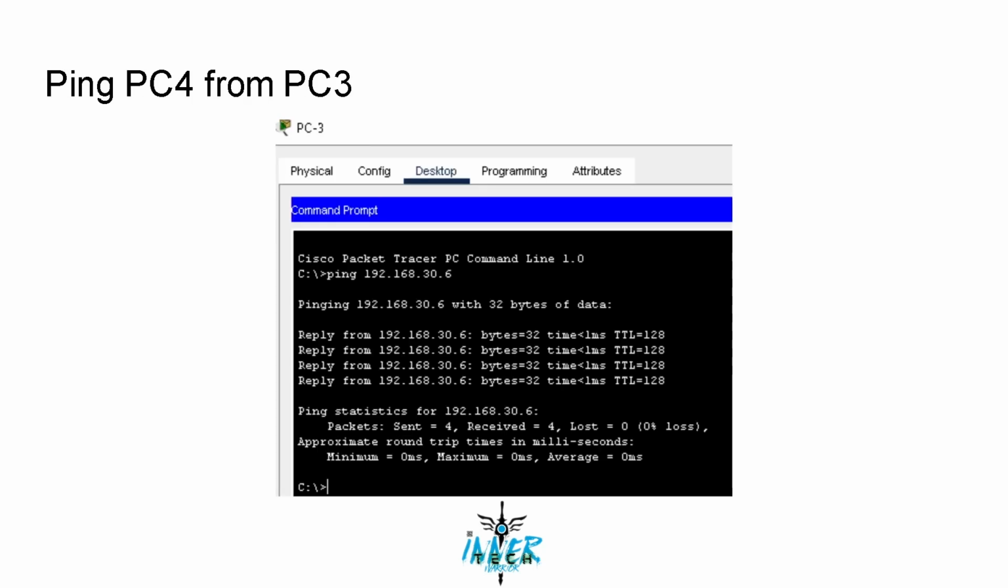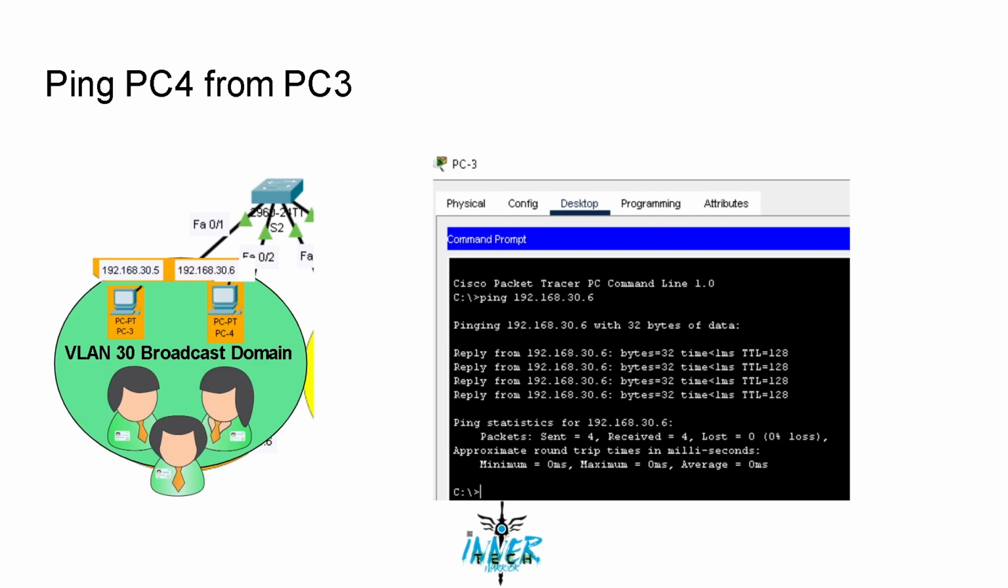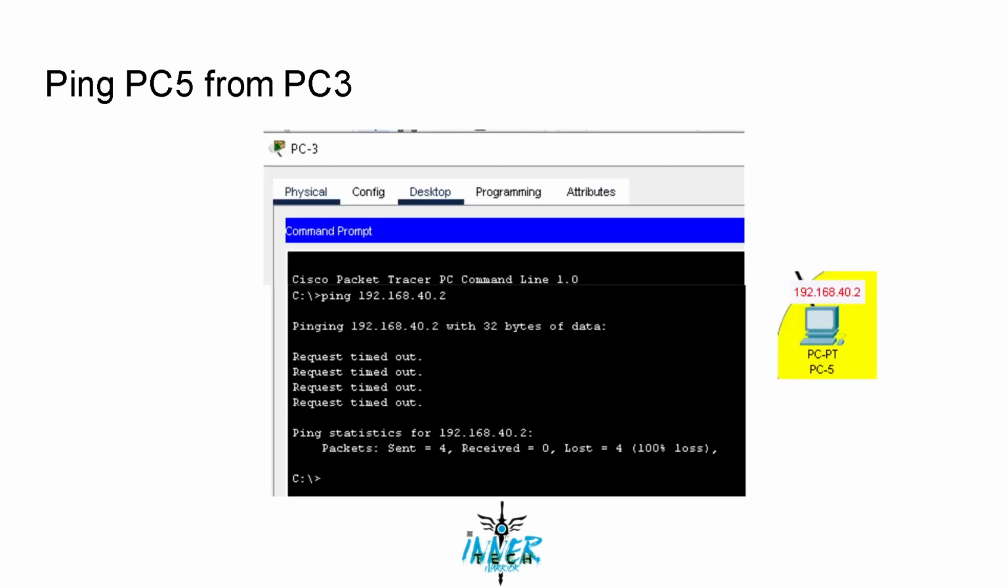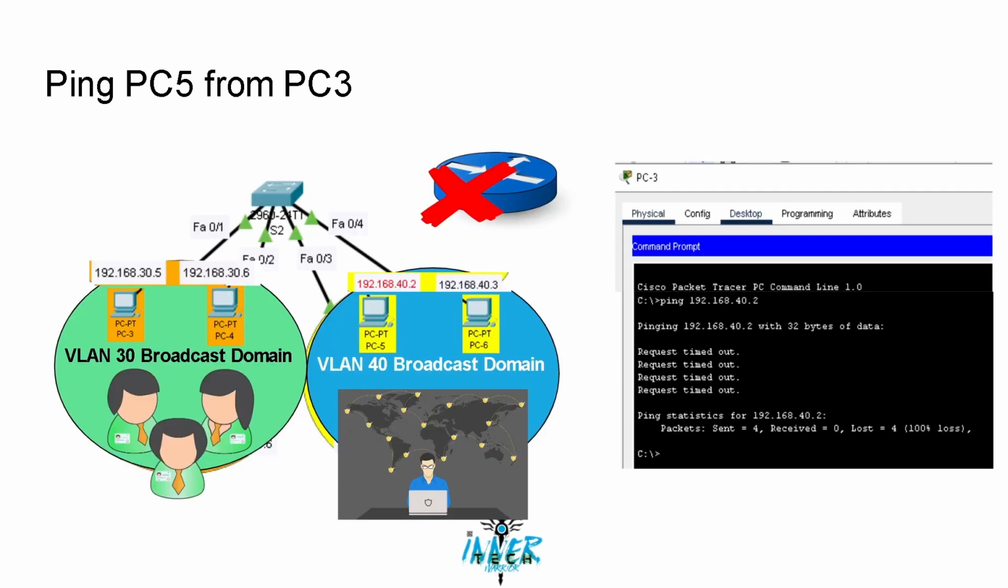Now try pinging from PC3 to PC4. Notice how they work because they're in the same VLAN and the same IP network. Then try pinging from PC3 to PC5. See how that didn't work? That's because they're on separate VLANs and IP networks, and since there's no router, the traffic can't be routed between the VLANs and IP networks.